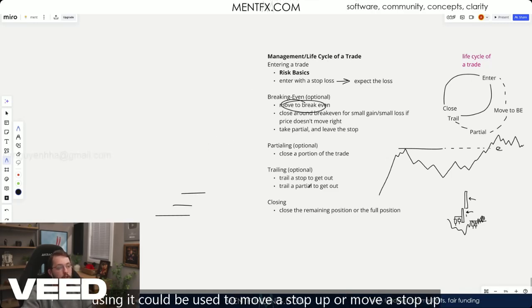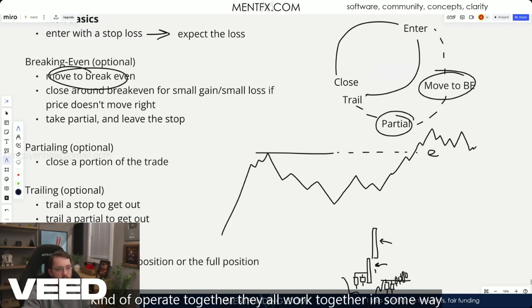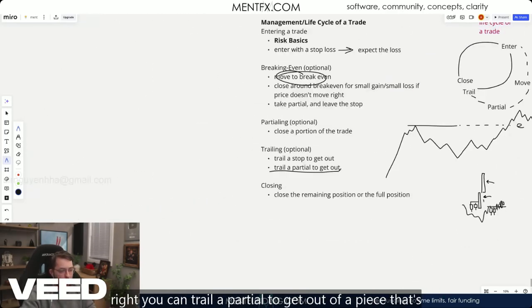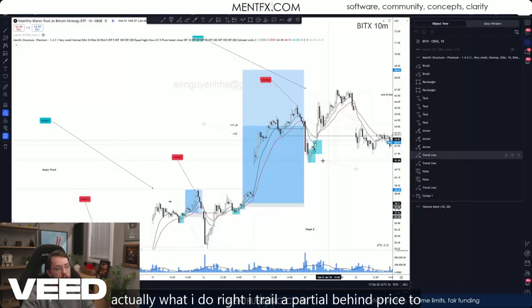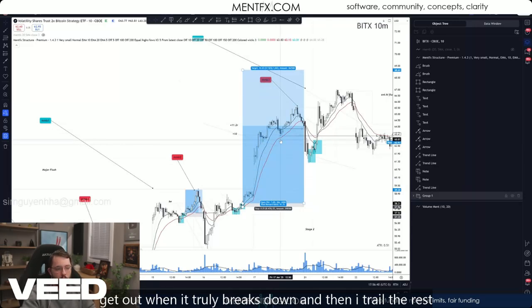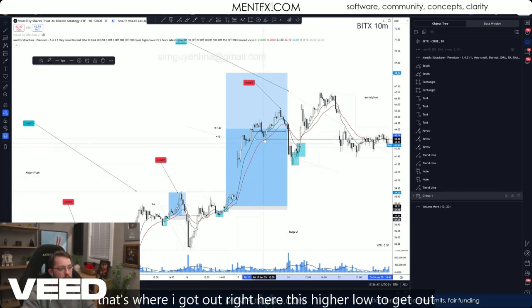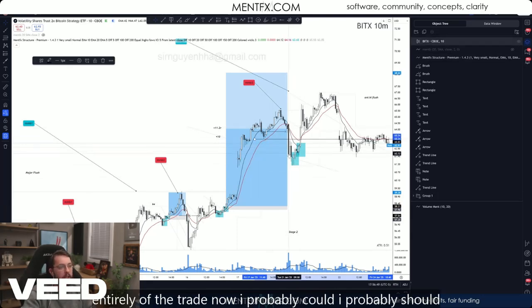And similarly, it can be used to get a partial. So you can see these kind of operate together. They all work together in some way, right? You can trail a partial to get out of a piece. That's actually what I do, right? I trail a partial behind price to get out when it truly breaks down. And then I trail the rest with basic higher highs and higher lows like this. And then that's where I got out right here at this higher low to get out entirely of the trade.